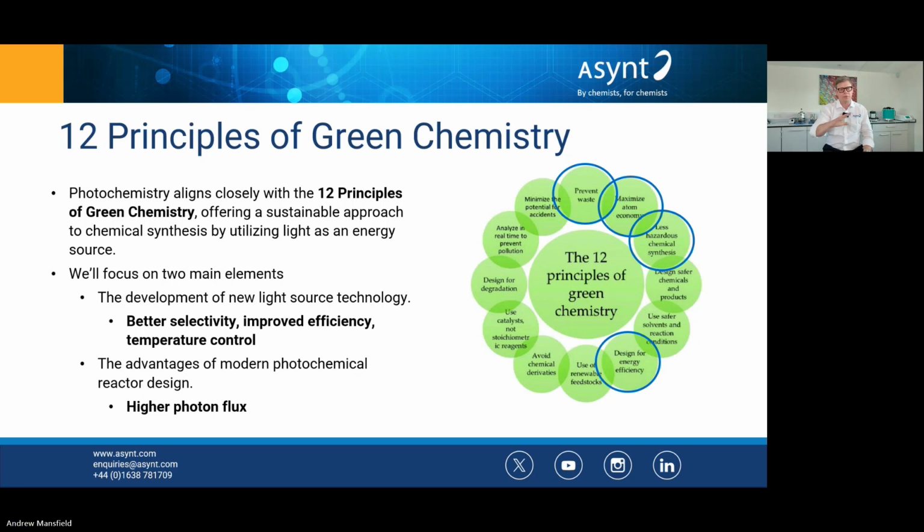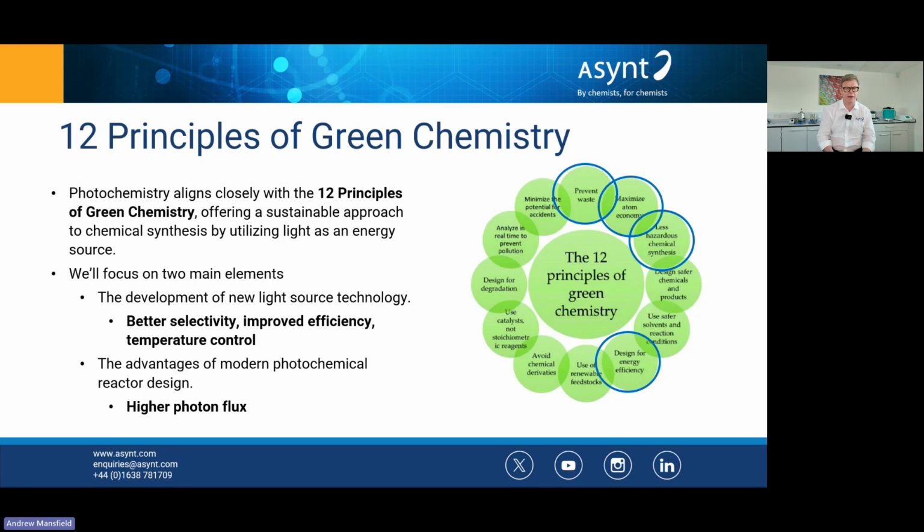So many of you will be familiar with the principles of green chemistry. These principles have been around for decades, and they drive lots of the approaches, especially to the manufacture of API, for example. But focusing on two elements of this webinar today, the development of new light sources, that being LEDs, and also the advantages of new reactor designs, enables us to really access some of these green principles.